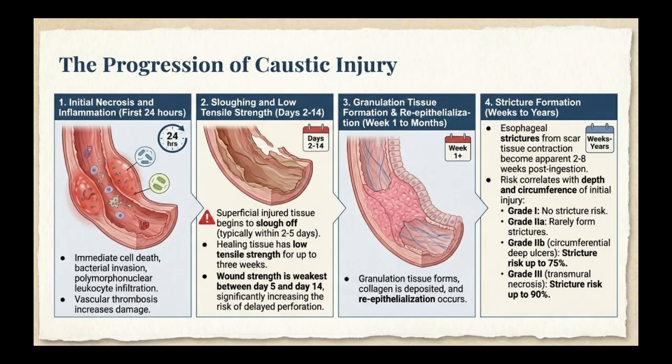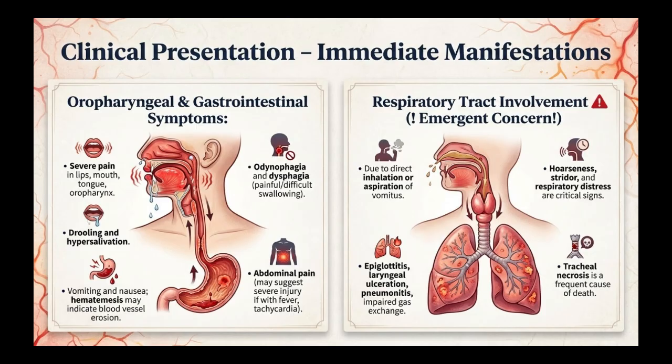Airway compromise is an emergent concern occurring from direct inhalation or aspiration of vomitus. Manifestations include hoarseness, stridor, and respiratory distress. Laryngeal edema can develop rapidly within minutes to hours. Epiglottitis, laryngeal edema and ulceration, pneumonitis, and impaired gas exchange may result from injury. Tachypnea or hyperpnea may occur due to direct injury or as a compensatory response to metabolic acidosis. Tracheal necrosis is noted as one of the most frequent causes of death after caustic ingestion.